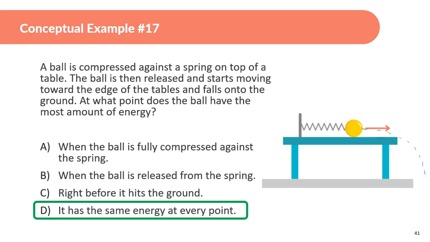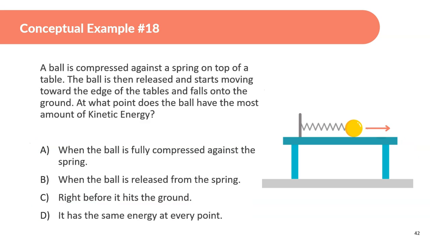Remember, energy is conserved. So yes, it has the most amount of elastic potential energy at point A. At B, it has the most amount of potential energy and kinetic energy. And at C, it has the most amount of kinetic energy. But at every single point, it has the same amount of energy. Okay? I should say total energy, total mechanical energy.